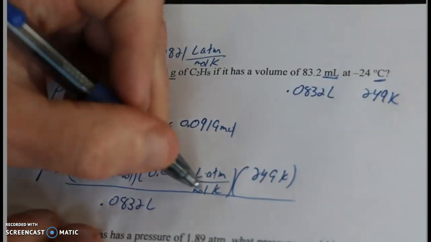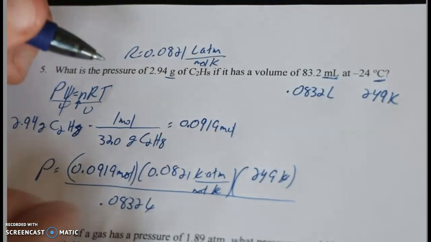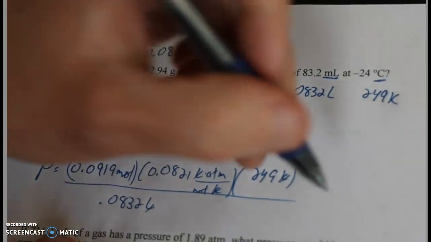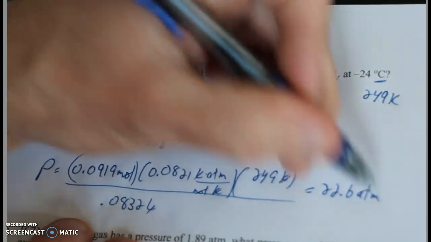So now when I do this, the moles will cancel out, Kelvin will cancel out, liters will cancel out. What I'm left with is going to be atmospheres. So on your calculator, what you should get when you do that is 22.6 atmospheres.